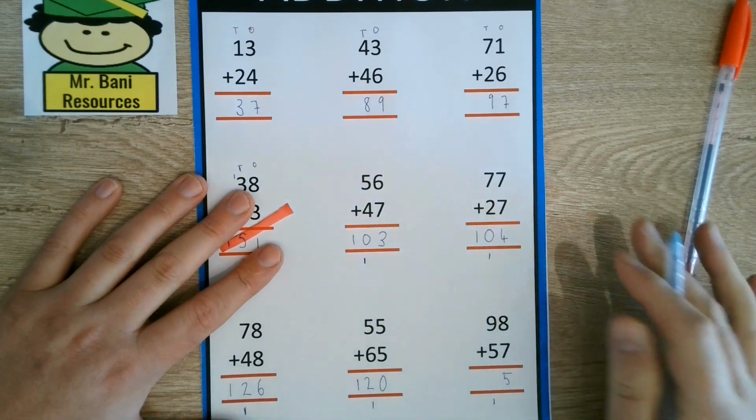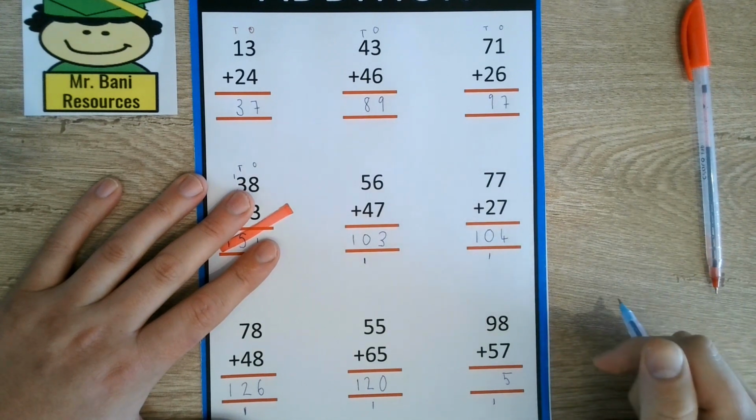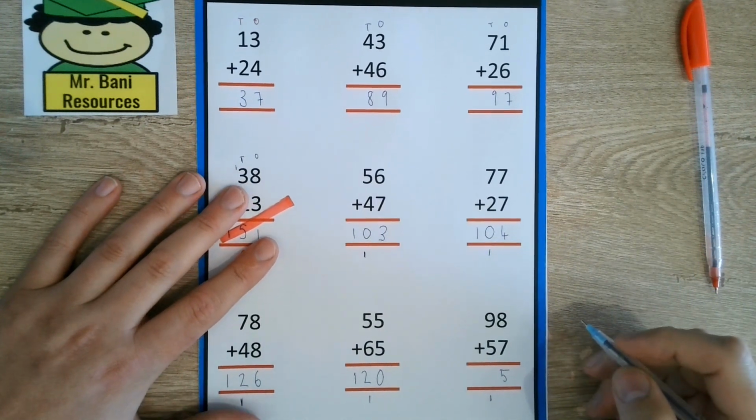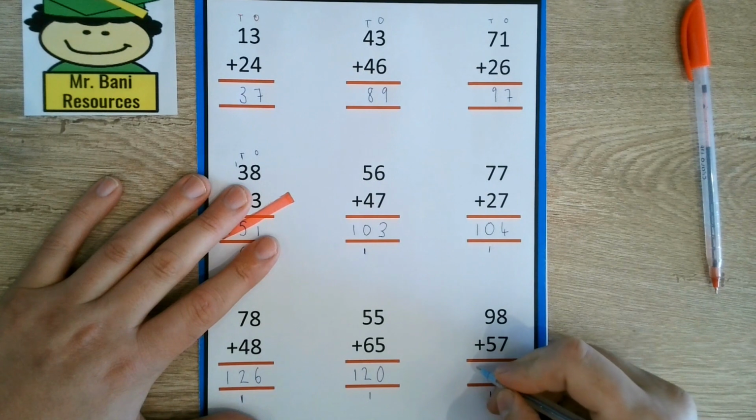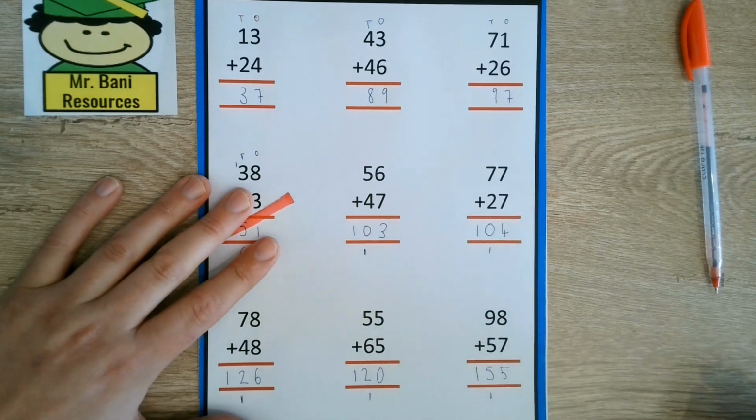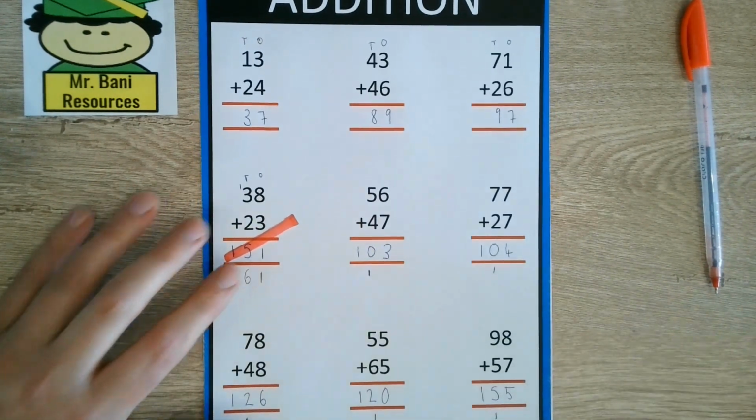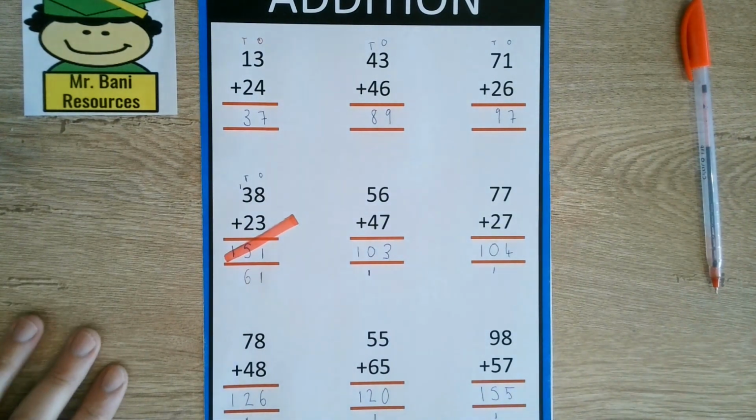9 add 5 add 1 is what? What's 9 add 5? 14. 14 add 1 is what? 15. Well done. 155. Well done. Give yourselves a tick if you've done it.